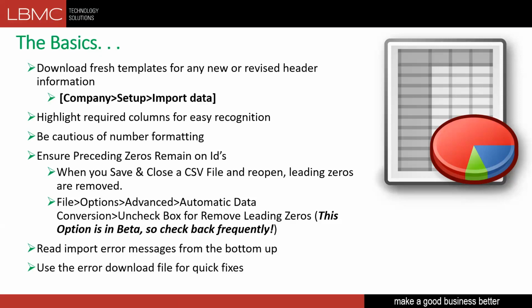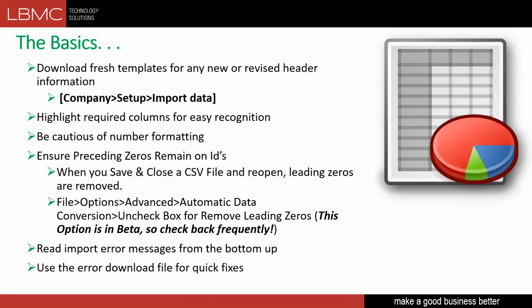Be cautious of your number formatting. Everything needs to be formatted as far as your data in terms of either number or general, so that there are no commas. Ensure that preceding zeros remain on your ID. So how many of you have any type of department, location, class ID that starts with preceding zeros? For example, 002, 003, okay? You know that you usually have to do data text to columns and format those as text fields so that those preceding zeros will actually go into the import.